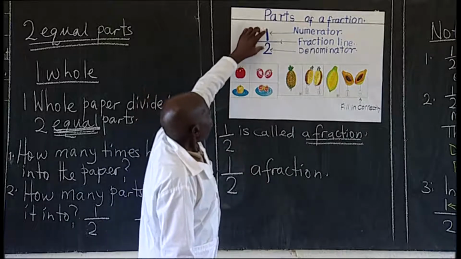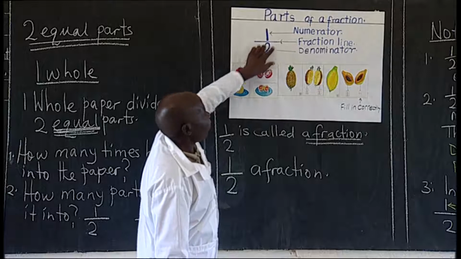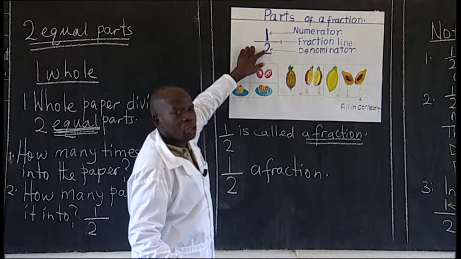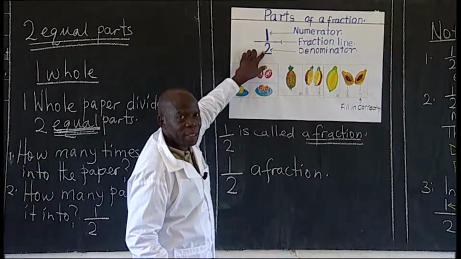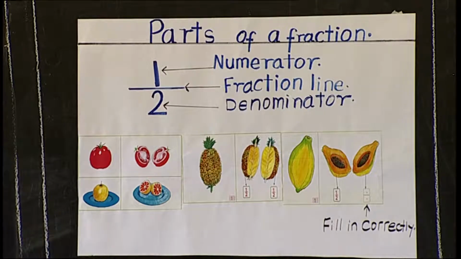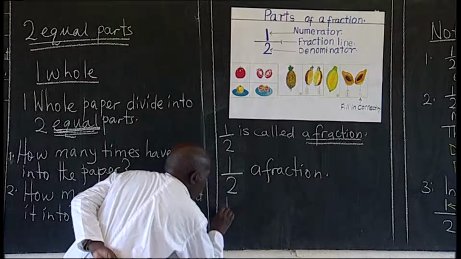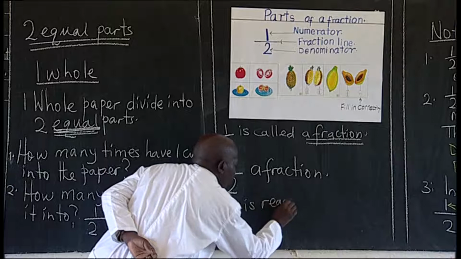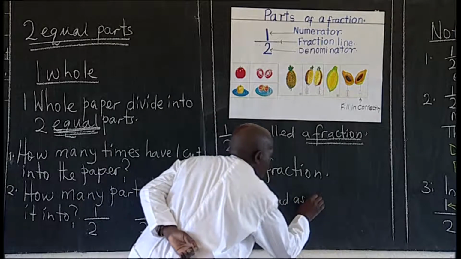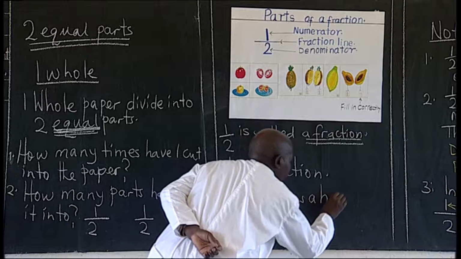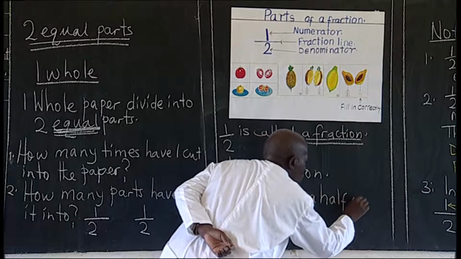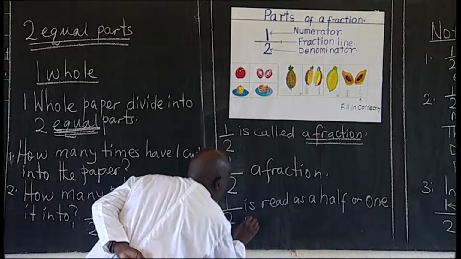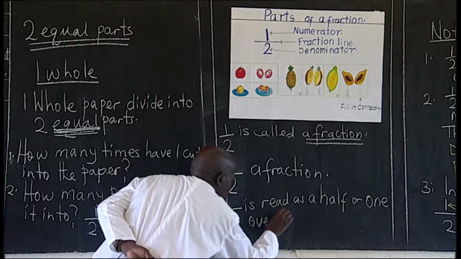Now, who can read this fraction for me? Who remembers? Yes, it is 1 out of 2. It is a half. Therefore, 1 out of 2 is read as a half, or 1 over 2.